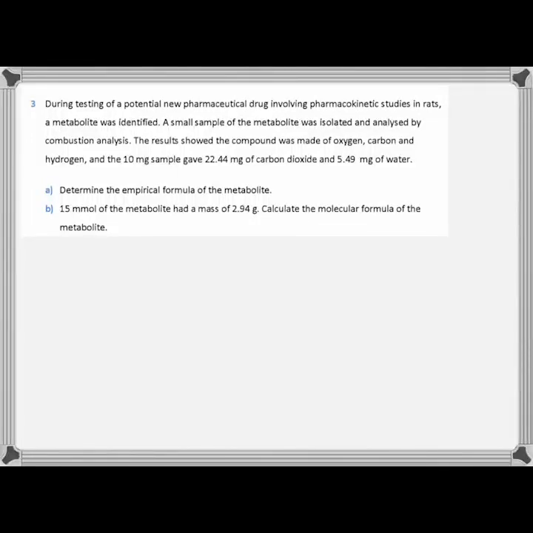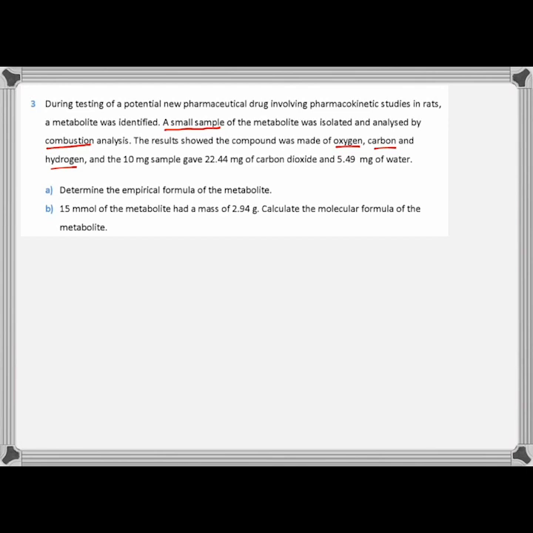Okay, so it says here that a small sample of the metabolite was isolated and analyzed by combustion analysis. Combustion means react with oxygen. And if it's a hydrocarbon, it'll produce carbon dioxide and water, which in this case it does. It tells us the results showed the compound was made of oxygen, carbon, and hydrogen. And the 10 milligram sample gave 22.44 milligrams of carbon dioxide and 5.49 milligrams of water. And the question is, determine the empirical formula of the metabolite.